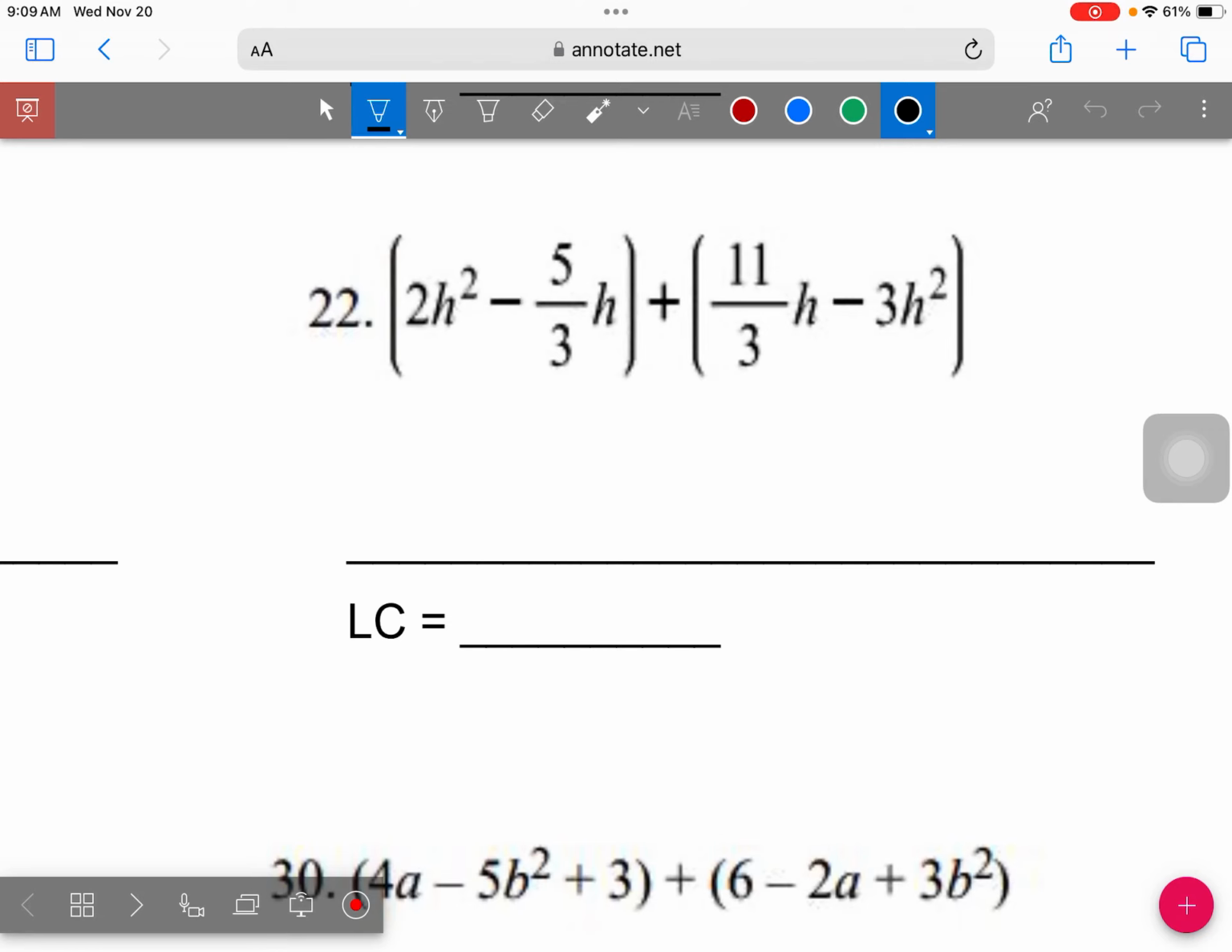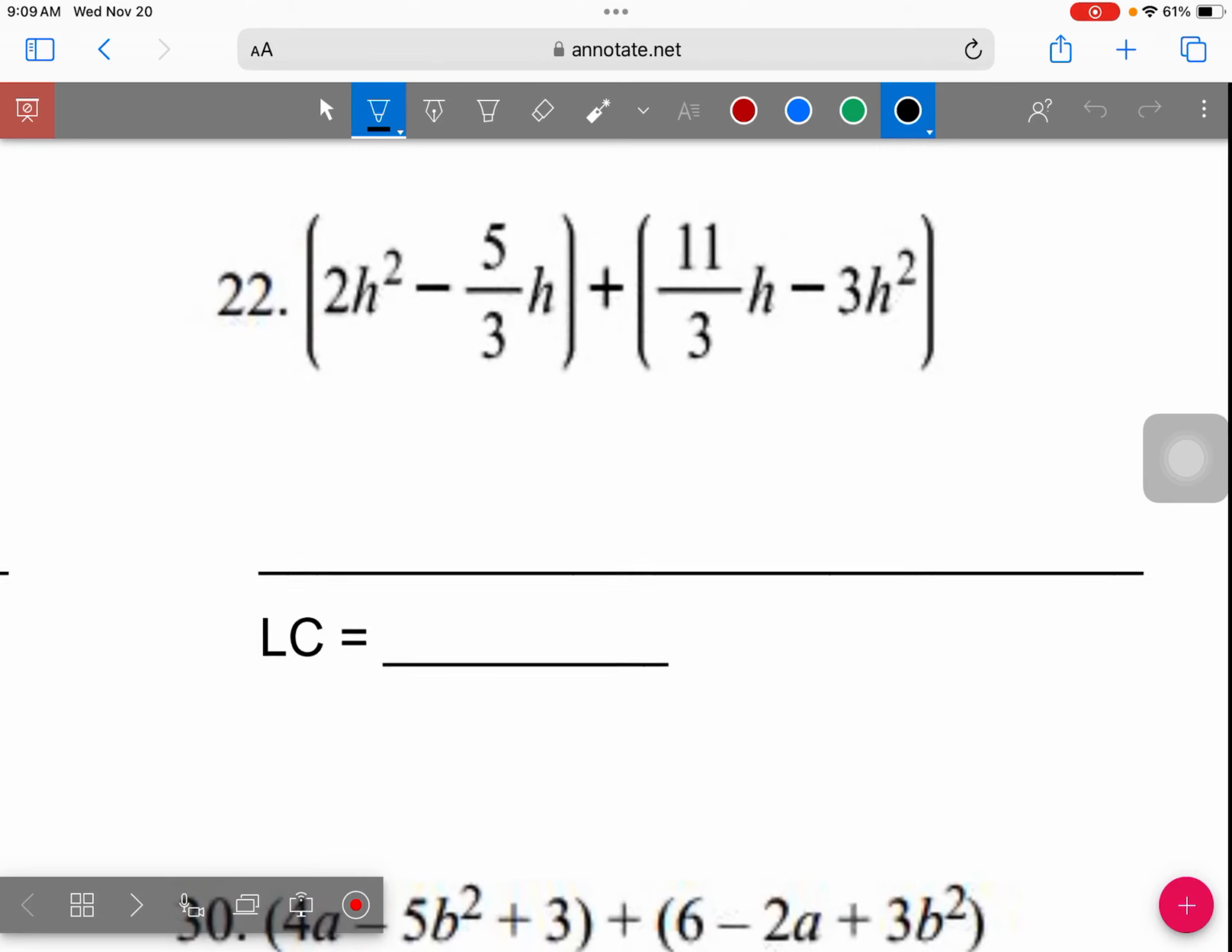Polynomials that we are adding. We are going to put together like terms.